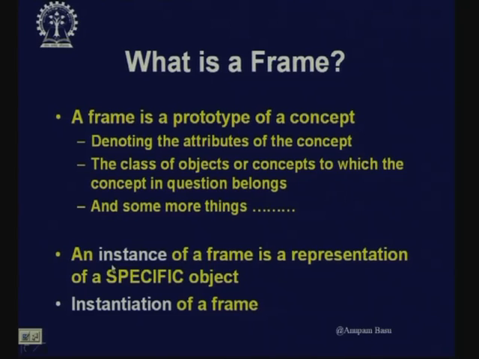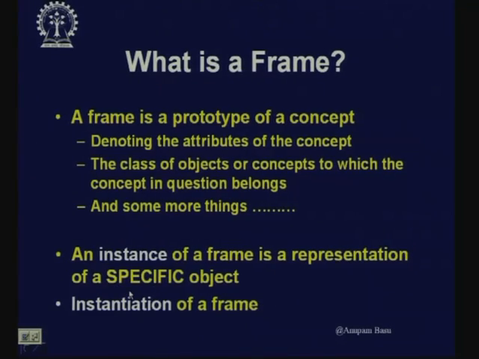Now, I will be using these terms class and instance versus frame and instance of a frame interchangeably, because this has got a very close relationship with the object oriented definitions that we are using presently, which is very popular nowadays in different design domains and also in programming languages. An instance of a frame is a representation of a specific object, a particular object, all right, and that is the instantiation of a frame.